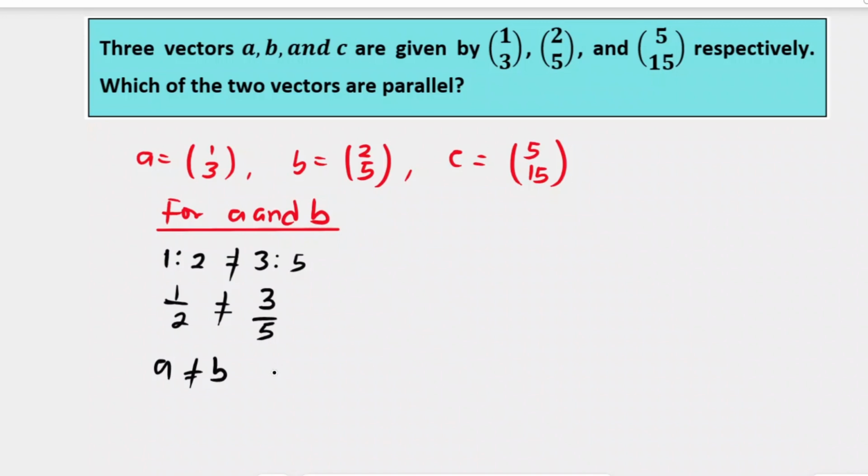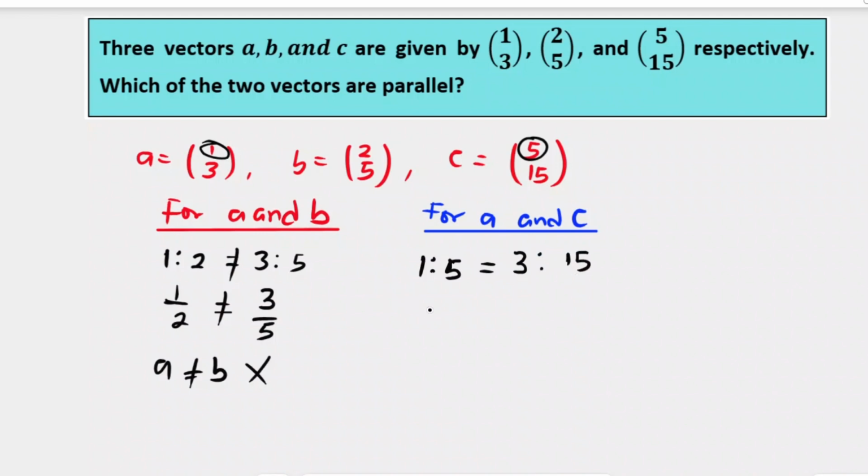So this one didn't work. Let's check a and c. Now when you compare the vectors a and c, let's get the ratios of their corresponding components. Now we are going to get 1 to 5, that is the x for a, that of for c. So 1 to 5, and it should be equal to 3 to 15. We have 3 to 15.